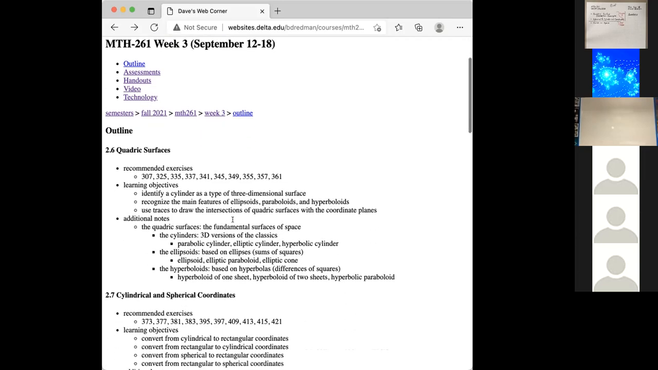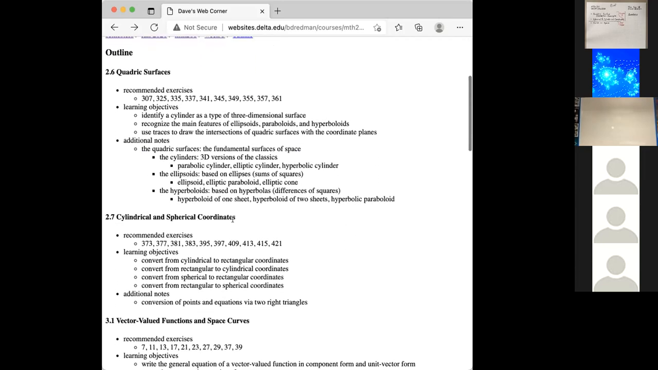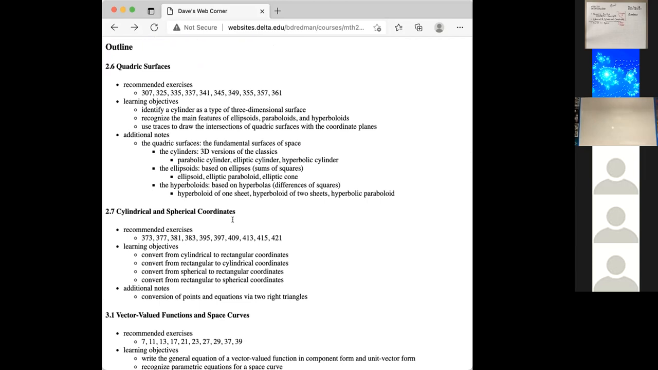So what we're working on, we talked a little bit about quadratic surfaces last time. Quadratic surfaces are the fundamental surfaces in space. They're the basic building blocks in space. They are what happens if you try to look at the collections of the points that satisfy any algebraic equation of degree 2. The algebraic equation of degree 1 is a plane, ax plus by plus cz equals d.